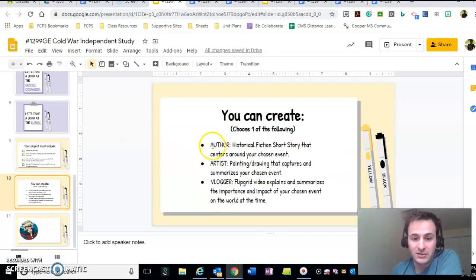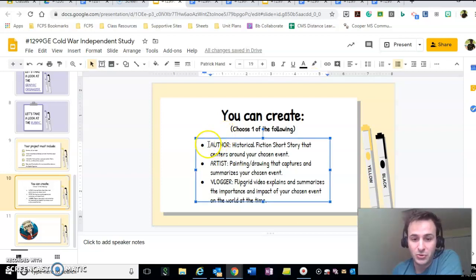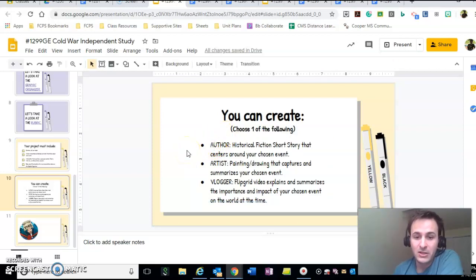Remember, you're going to choose one of the following. So for example, you could be an author, a historical fiction short story that centers around your chosen event, a painting or drawing that captures and summarizes your chosen event, so you could be an artist, or you could be a vlogger, a Flipgrid video that explains and summarizes the importance and impact of your chosen event on the world at the time.